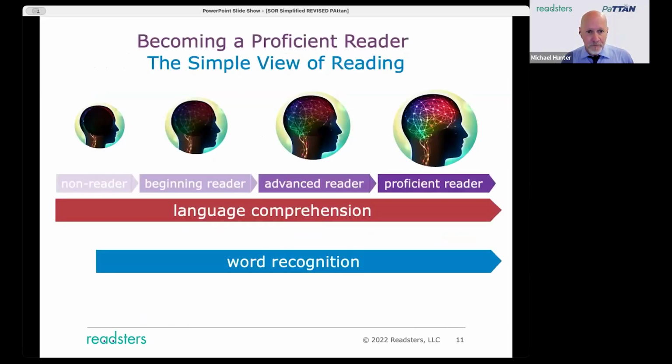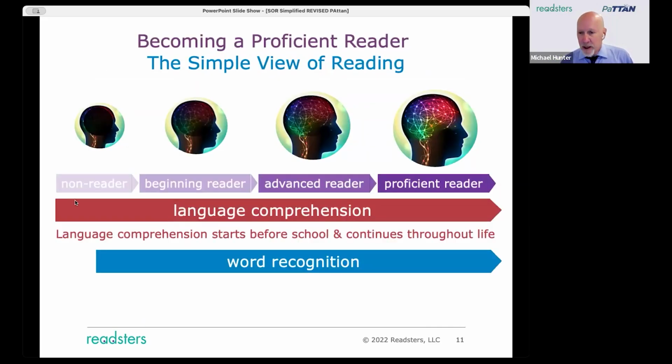It's all free. So now I want to go back to my little graphic of our progressing reading brain from non-reader to proficient reader. And I'm going to add in these two big domains that we've just mentioned, the language comprehension and the word recognition. And so I'm representing those as two continuous bars of learning that are going to run across.